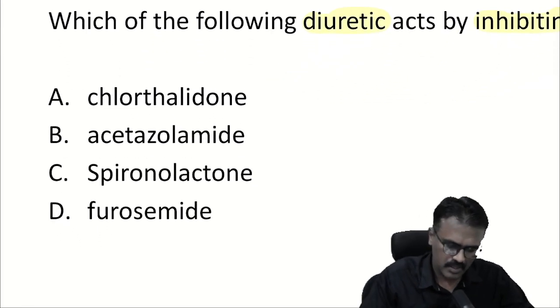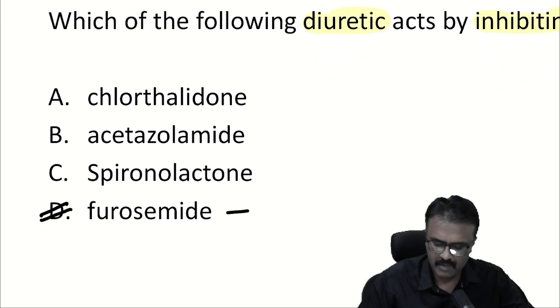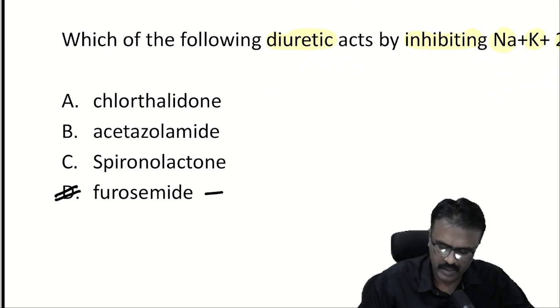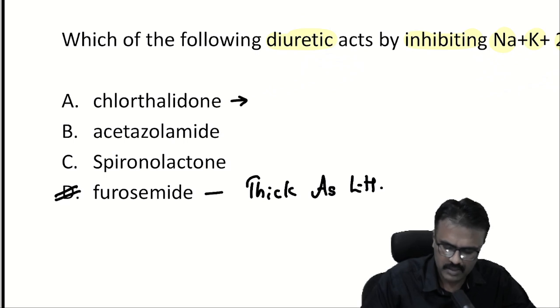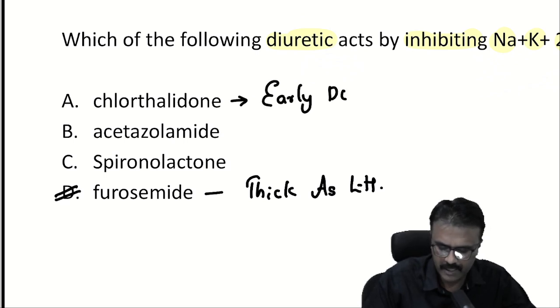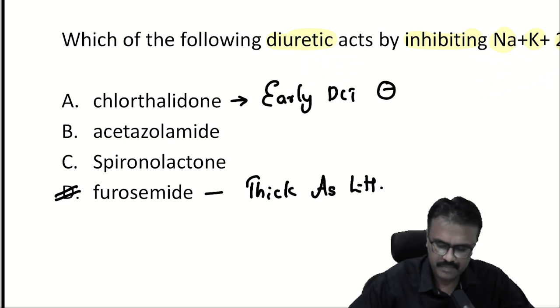The answer for this question is furosemide, loop diuretic. The major site of action of loop diuretic is thick ascending loop of Henle. Chlorthalidone is thiazide. Their major site of action is early part of DCT, and they inhibit sodium chloride symporter.